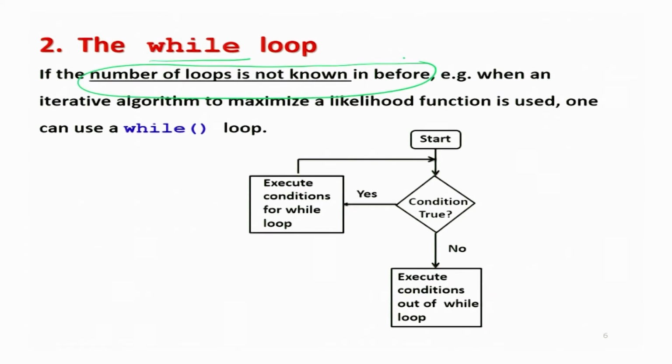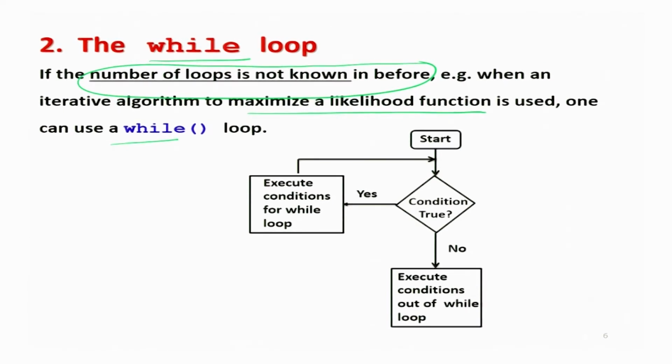For example, when we use iterative algorithms, that means the algorithm has to work till we get a convergence. For example, when we use maximum likelihood estimation in statistics, we use this type of algorithm because we do not know whether the convergence is going to be achieved after 5,000 repetitions or 7,000 repetitions. So, we give a condition like: repeat the algorithm till you get a convergence. For that we use the while loop.